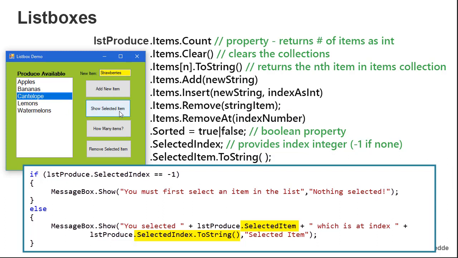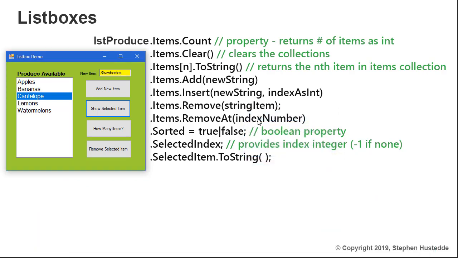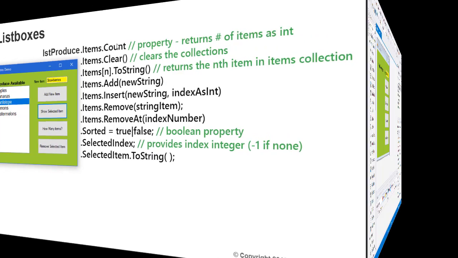Let's say we select cantaloupe, and I then say show selected item, and now I'm told you selected cantaloupe, which is at index 2. So here I'm using the selected item and the selected index in terms of creating my prompt string of the message box. So that's a brief rundown of list boxes and the different features and methods of a list box, as well as properties. Since count is a property and selected index and selected item are also properties, let's take a look at how I did this in Visual Studio.